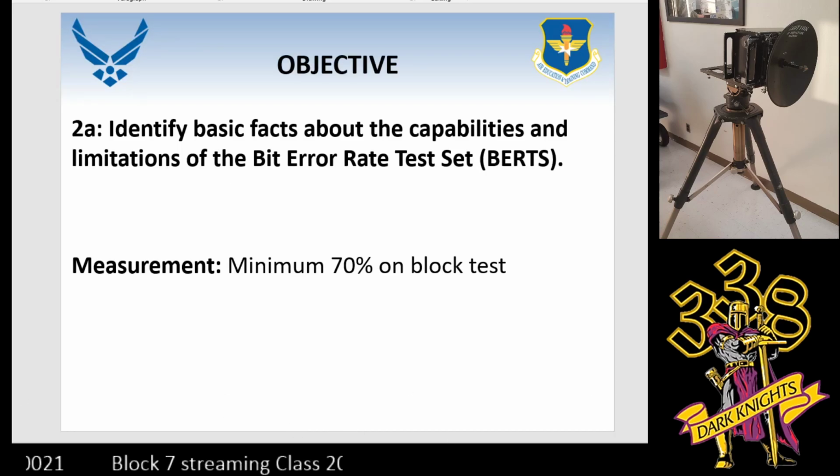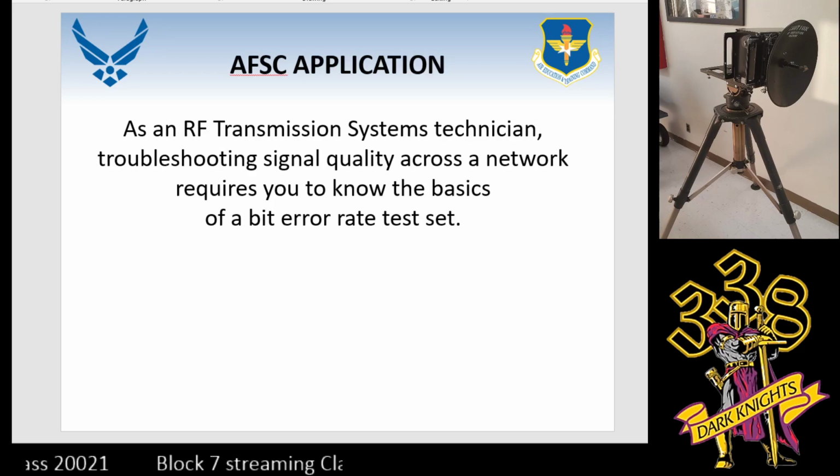Ready? Okay. The objective of 2 alpha, we will identify basic facts about the capabilities and limitations of the bit error rate test set, or BERTs. And the BERTs that we are concerned with for this objective and for this block is the HST 3000. As an RF transmission systems technician, troubleshooting signal quality across a network requires you to know the basics of a bit error rate test set.